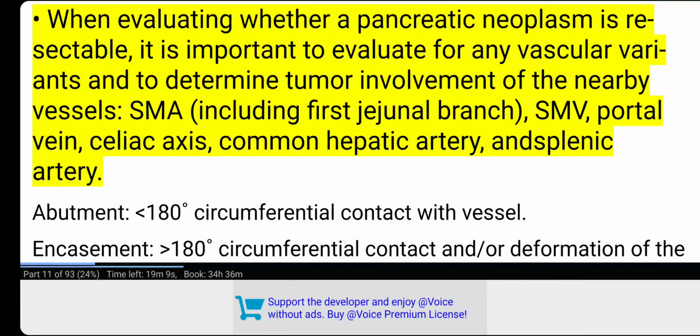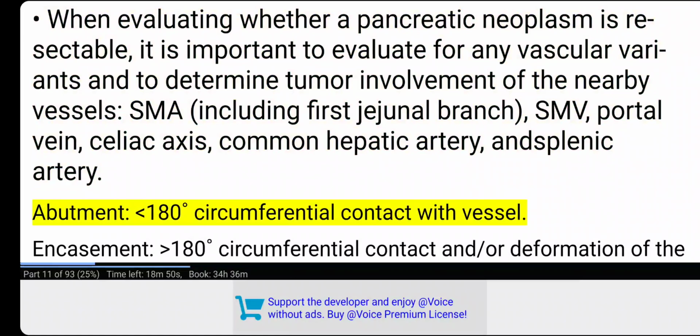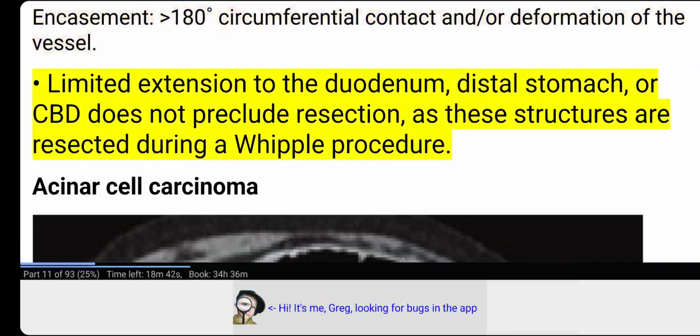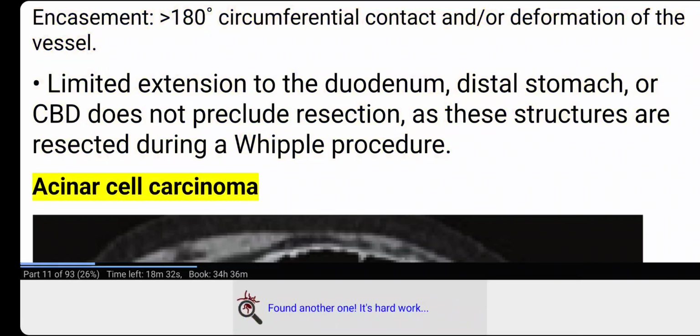Abutment. Less than 180 degrees circumferential contact with vessel. Encasement. Greater than 180 degrees circumferential contact and/or deformation of the vessel. Limited extension to the duodenum, distal stomach, or CBD does not preclude resection, as these structures are resected during a Whipple procedure. Acinar cell carcinoma.